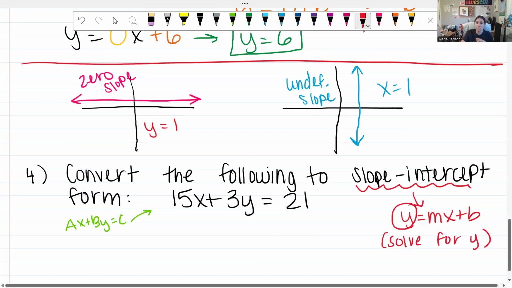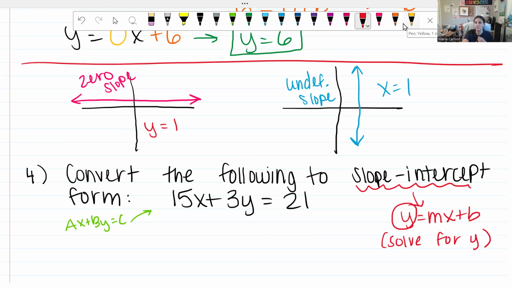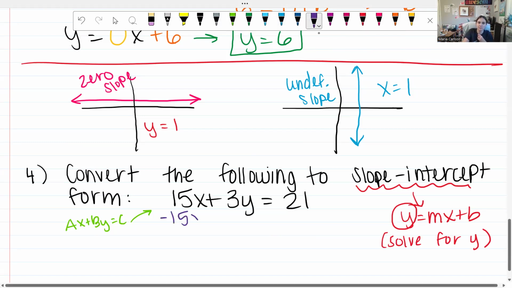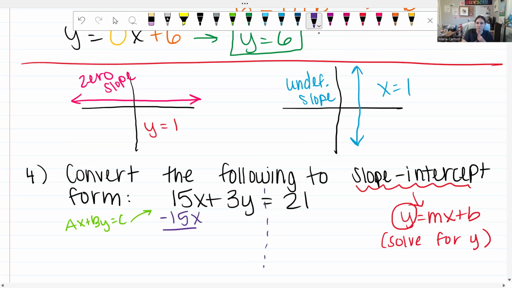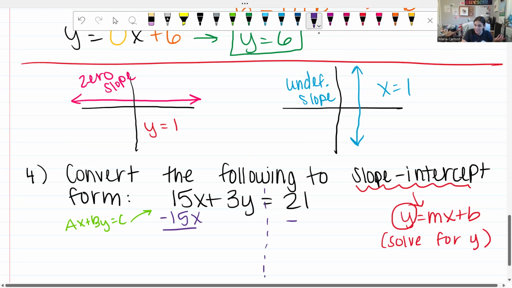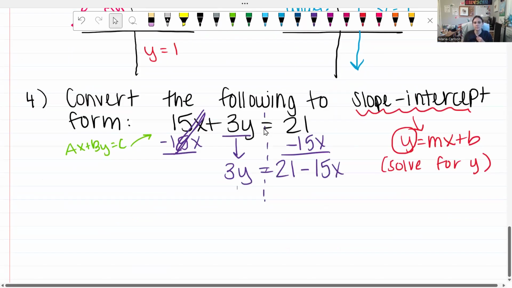So to do this, I'm going to start by moving away the extras. 15x is a big extra, and I can just simply take that whole piece and move it over by subtracting 15x from both sides of my equal sign. Now, I can't really subtract 21 minus 15x, so we're just going to leave that as 21 minus 15x, and that is equal to, the 15x's will cancel, and we're left with just 3y. So 3y is equal to 21 minus 15x.